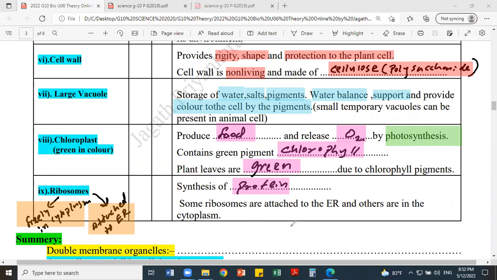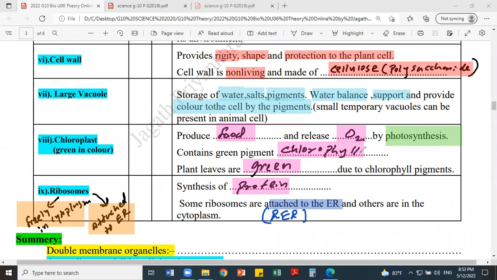When ribosomes are attached to ER, what is it called? RER. If it is not attached, we call it SER. SER means smooth, RER means rough. With ribosomes, rough; without ribosomes, smooth. Remember, in the science paper, structured questions are compulsory. They can ask the second structured question from this lesson, cells and the structure of the cell, chapter 6, grade 10. Then next one, summary.